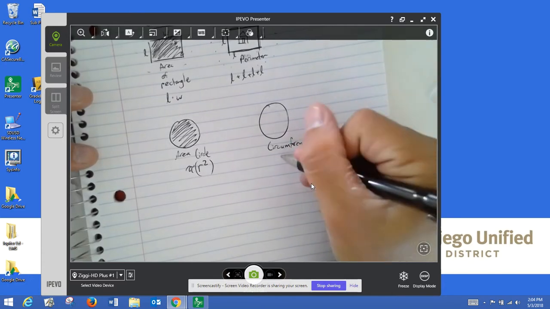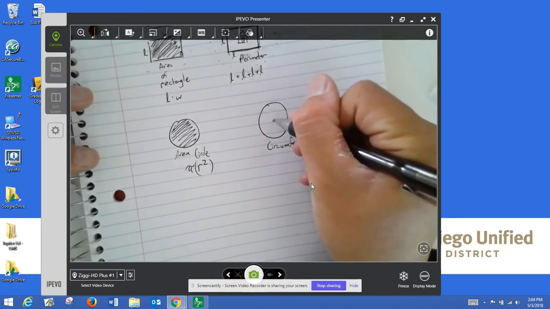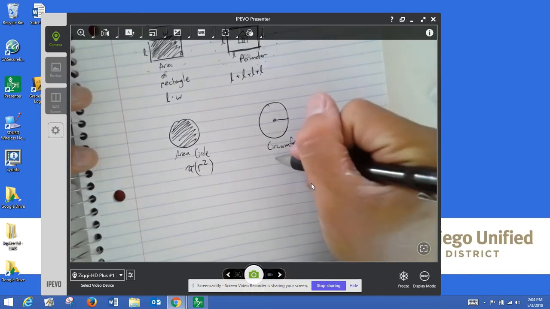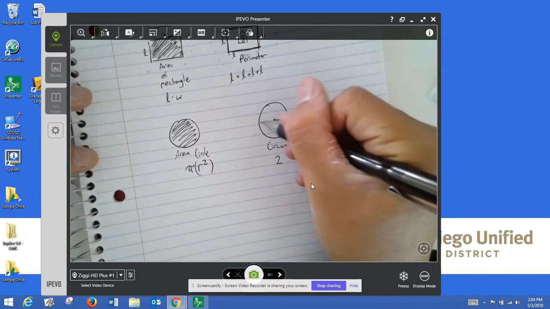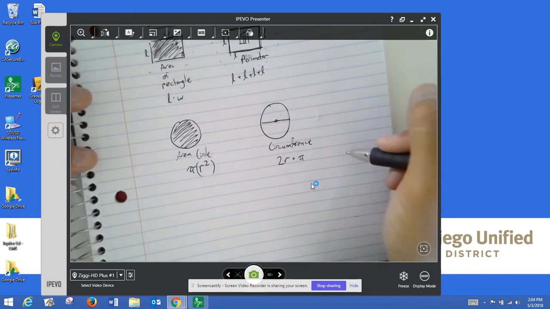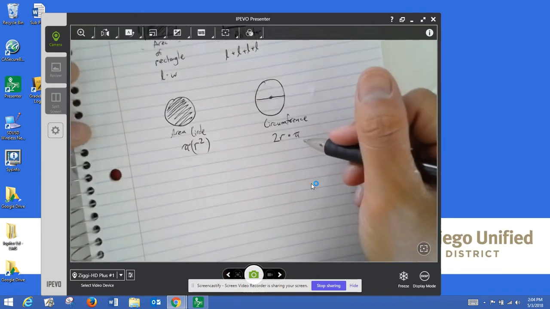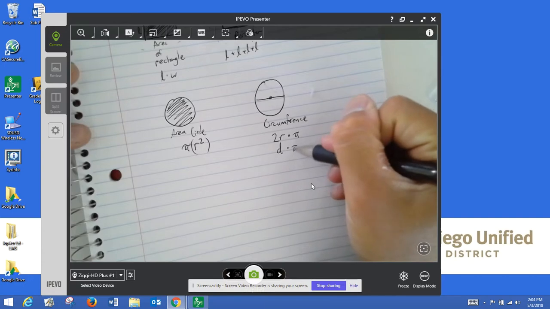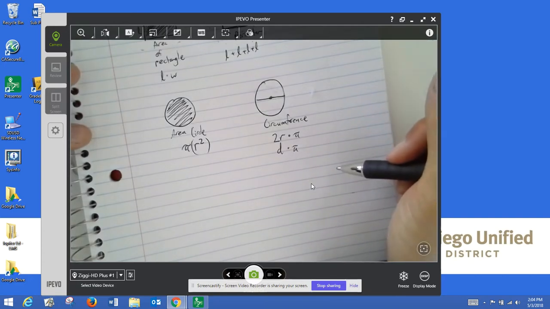So what someone found out is that if you took the radius and you don't square it, but you times it by 2, which is the diameter, and you multiply it by the magical pi, you get the circumference. Another way of saying 2r is diameter. So that's where we get the equation for the circumference, okay?